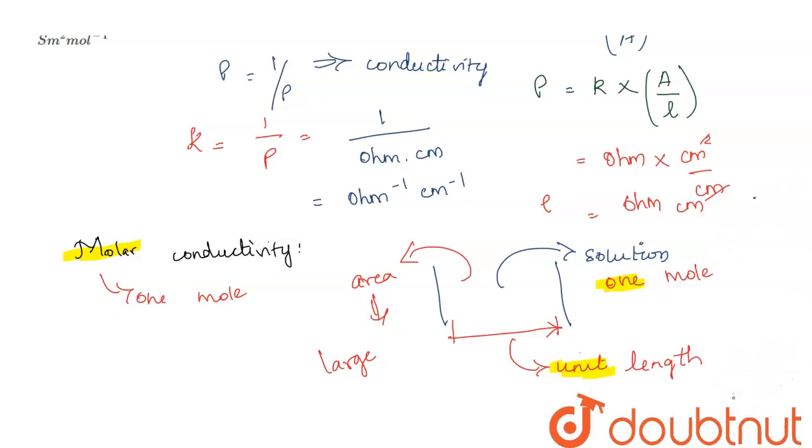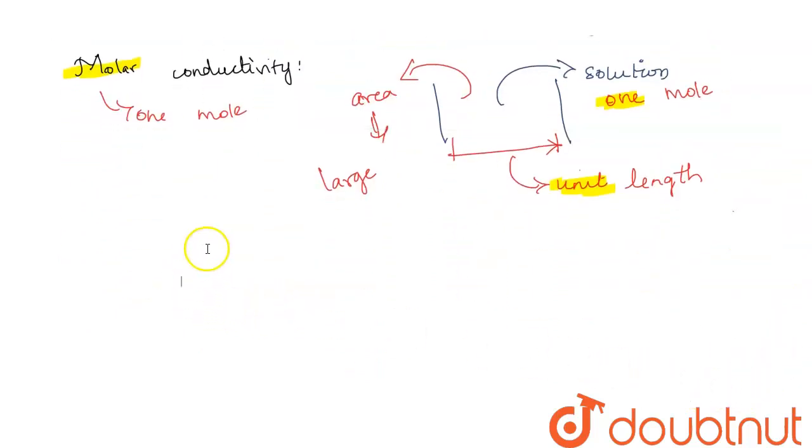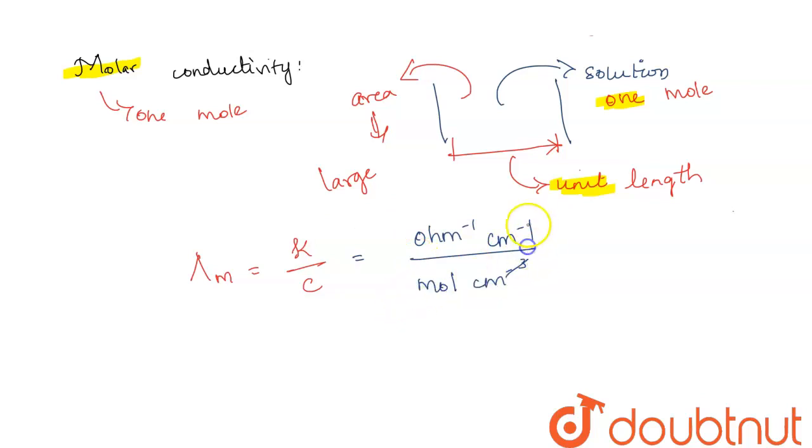I hope the definition is clear for molar conductivity. Molar conductivity is denoted by the letter capital lambda M. It is equal to the conductivity divided by the concentration of the electrolyte. We have the unit of conductivity as ohm inverse centimeter inverse, and the unit of concentration is mole per centimeter cube. Doing the simple calculation, we obtain ohm inverse, mole inverse, centimeter squared. This is the unit of molar conductivity.